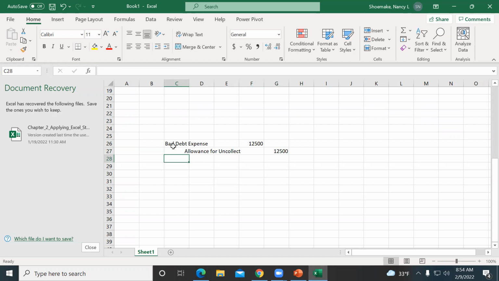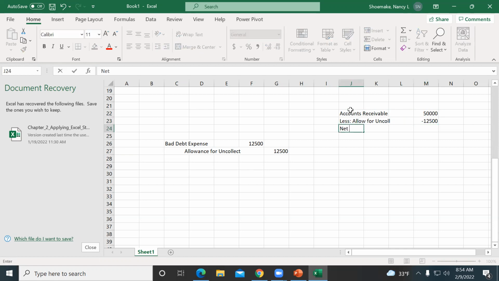In doing that, we are right now setting up the expense for what we anticipate to be bad debts, and we're crediting a contra asset account that is going to offset our accounts receivable. So think about it this way. In our balance sheet, we show accounts receivable of 50,000. And then we have less allowance for uncollectible accounts of minus 12,500 to show net accounts receivable of 37,500. See what we're doing?